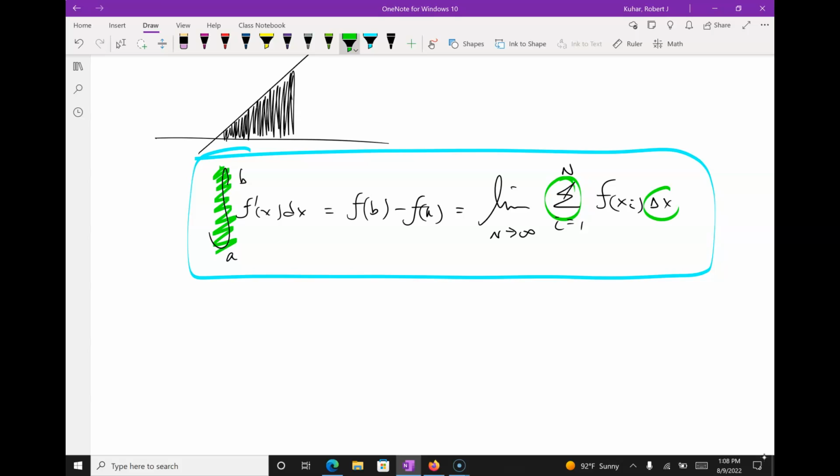What does delta x become when I have an infinite number of rectangles? How wide are they? Infinitely small. Guess what we call that? It's on the page. Dx.